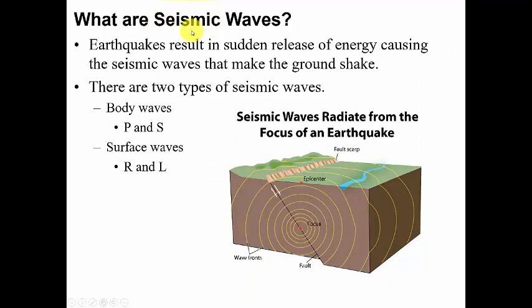So what are seismic waves? This is earthquake waves, by the way. Earthquakes result in a sudden release of energy, causing seismic waves that make the ground shake. And there are two types of seismic waves: body waves, which go below into the earth, and surface waves, which are more up in the crust.